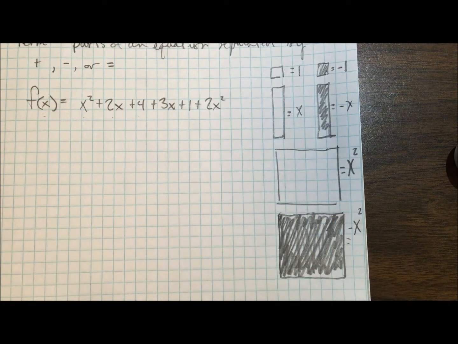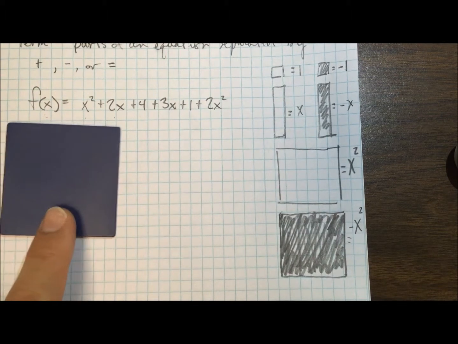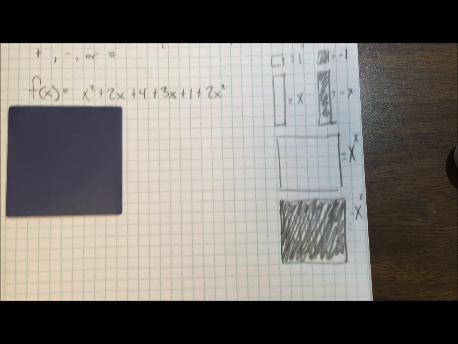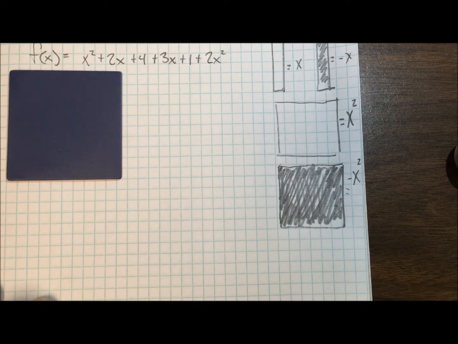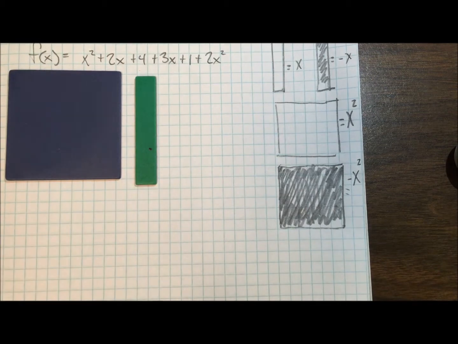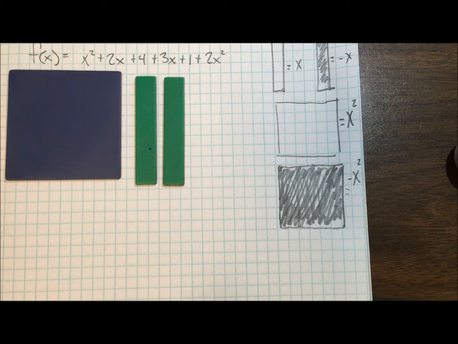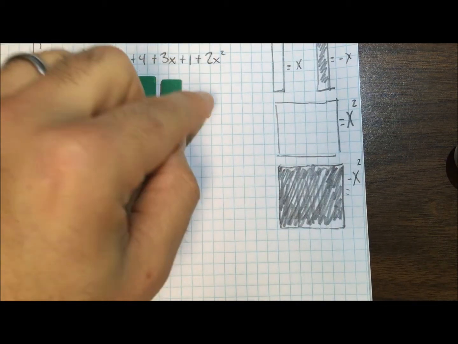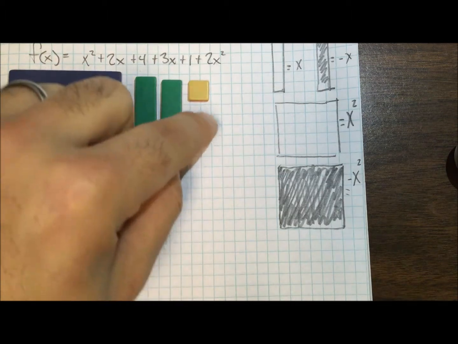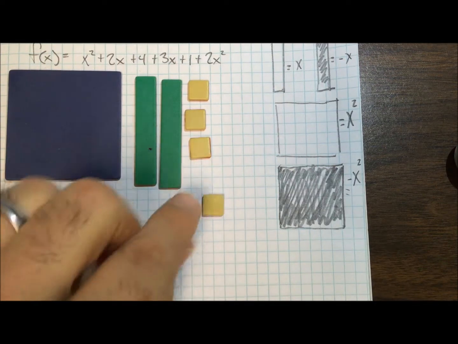So all we're going to do is use algebra tiles to represent our equation. There's an x squared, so I'm going to use an x squared, and I'm going to run out of room, so I'm going to have to do this imaginatively. So here we have 1x, here we have 2 x's, 1, 2, 3, and 4.